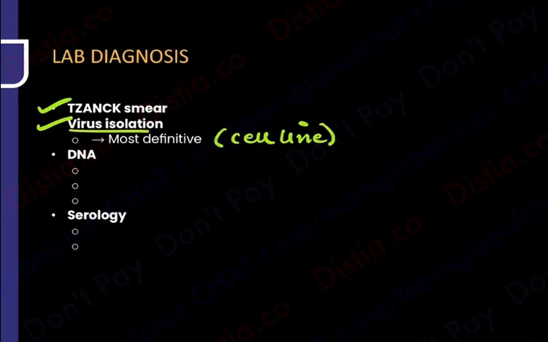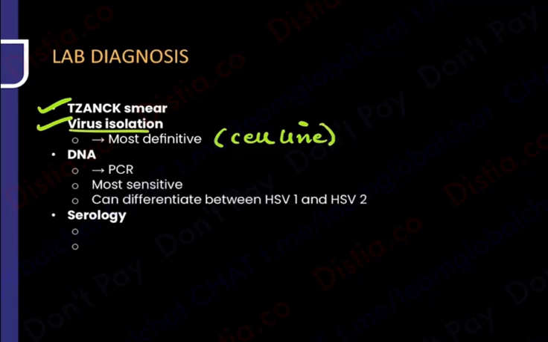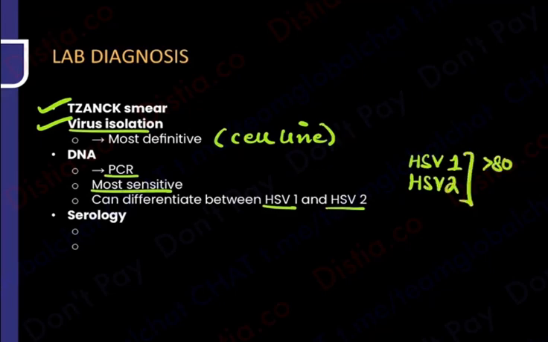Can you do DNA testing? Of course, we can do PCR, which is also said to be very sensitive. But the problem is that PCR cannot differentiate HSV1 from HSV2. Why? You don't need to know the why as such, but let me tell you, HSV1 and HSV2 share approximately 80% of their antigens. So how will PCR differentiate when both of them are almost like twin brothers? So PCR is also not able to.